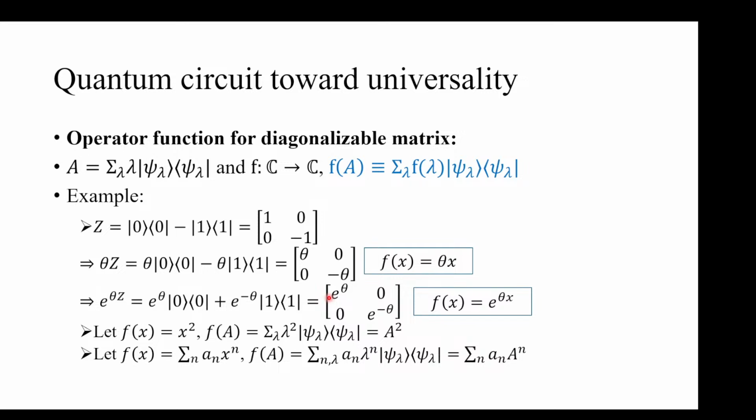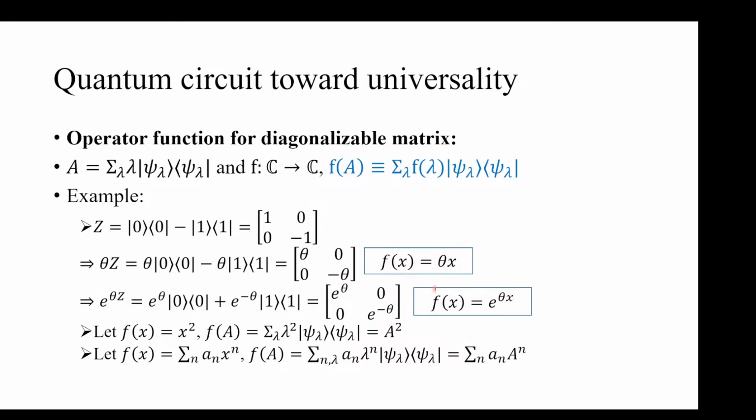And let's check it with our definition. We say we change the eigenvalue to f of the eigenvalue. So eigenvalue 1 becomes theta times 1, so it becomes theta. And the eigenvalue -1 becomes theta times -1, which is minus theta. And so this is the simplest linear function, and then we have a more complicated function.